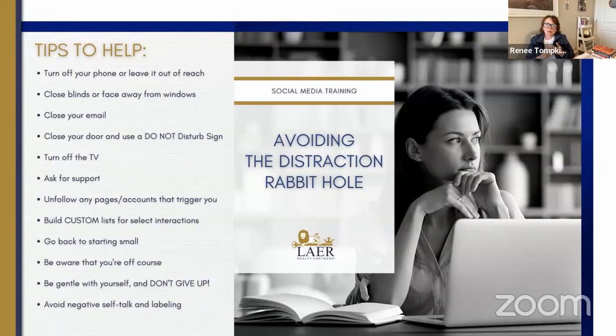Tips to help. If you are struggling with time blocking, realize what's taking you off track. First off, turn off your phone or leave it out of reach. Turn off your messages, whatever blings or takes you off track. Close your blinds and face away from your window. Close your email. Put a do not disturb sign on your door and ask for help. If you've got your family at home, just say, guys, I'm in here, I'm working. DND mode, turn it off. I'll get to you unless you are choking or something major is going down. I'm working. Turn off the TV. And then, as I said, ask for support.